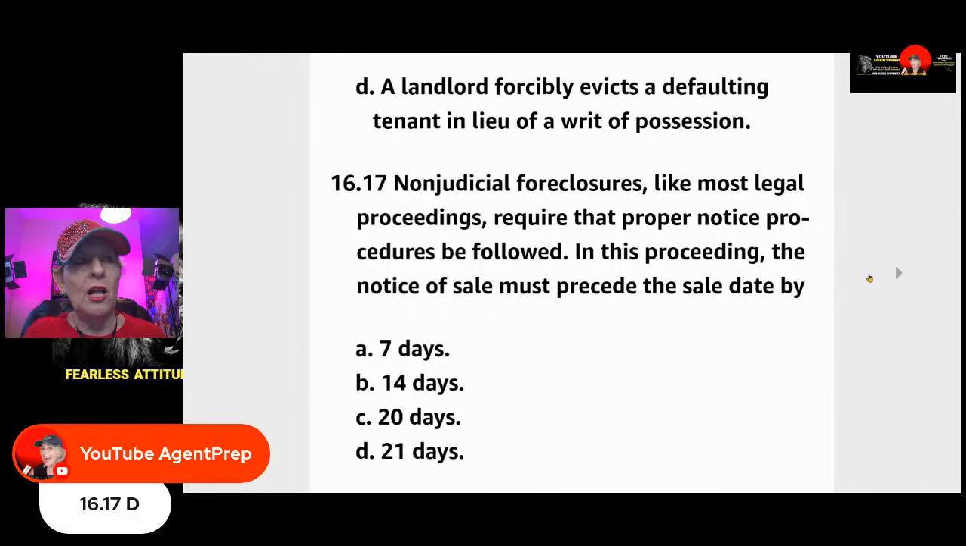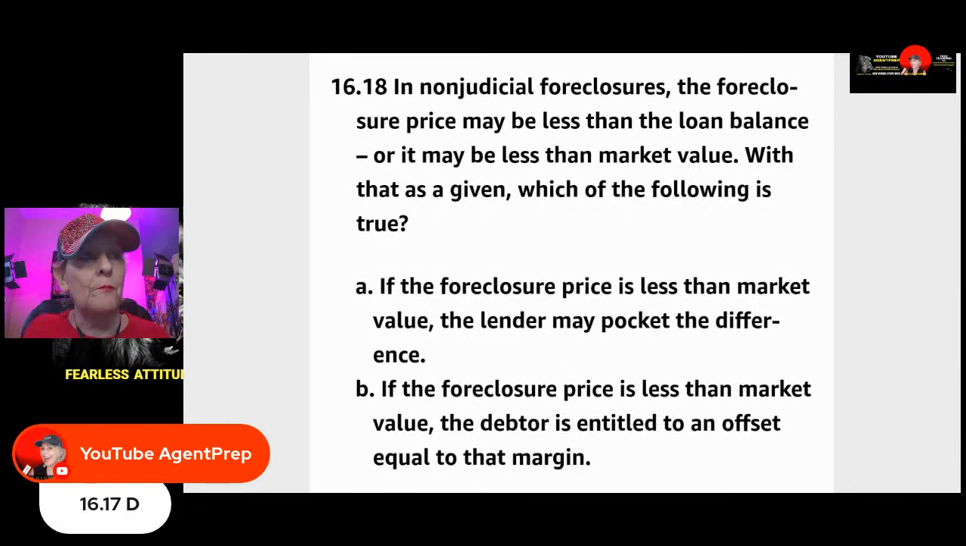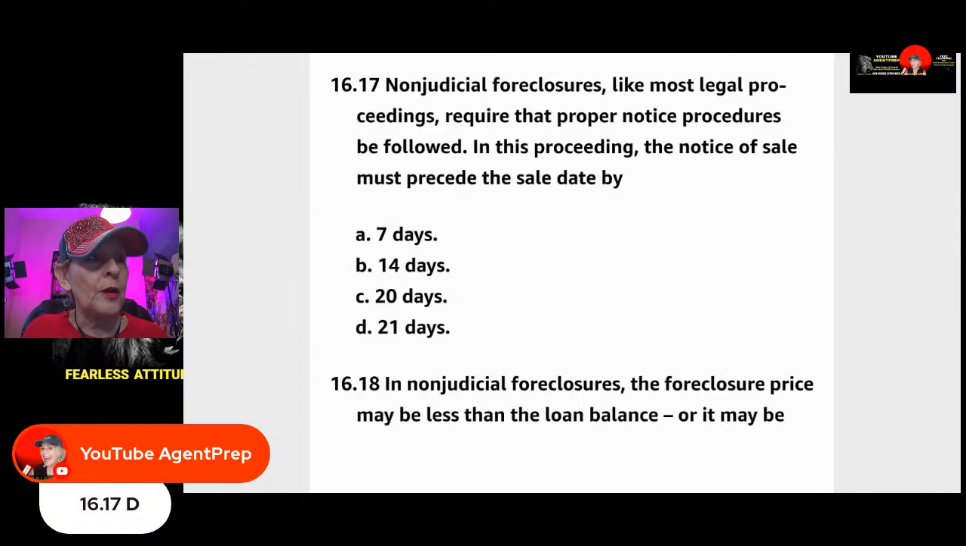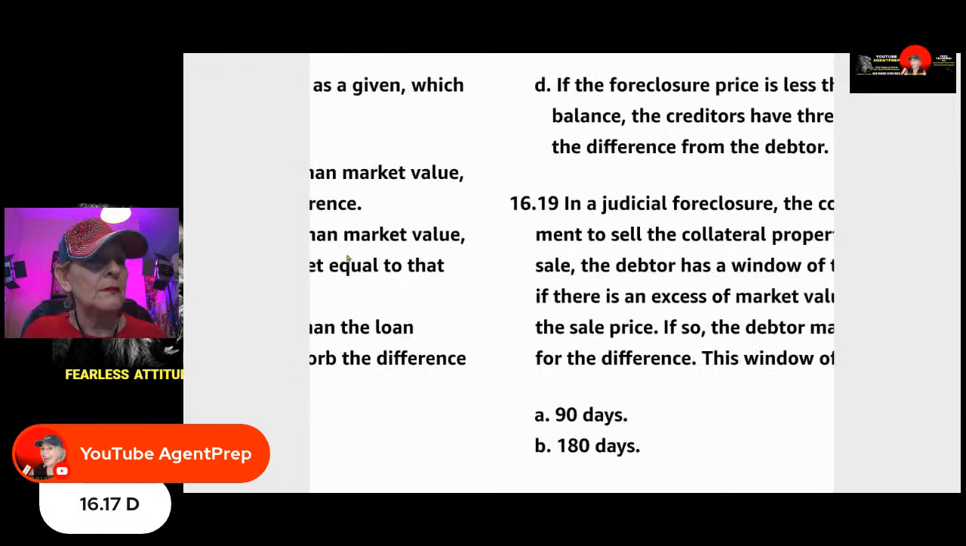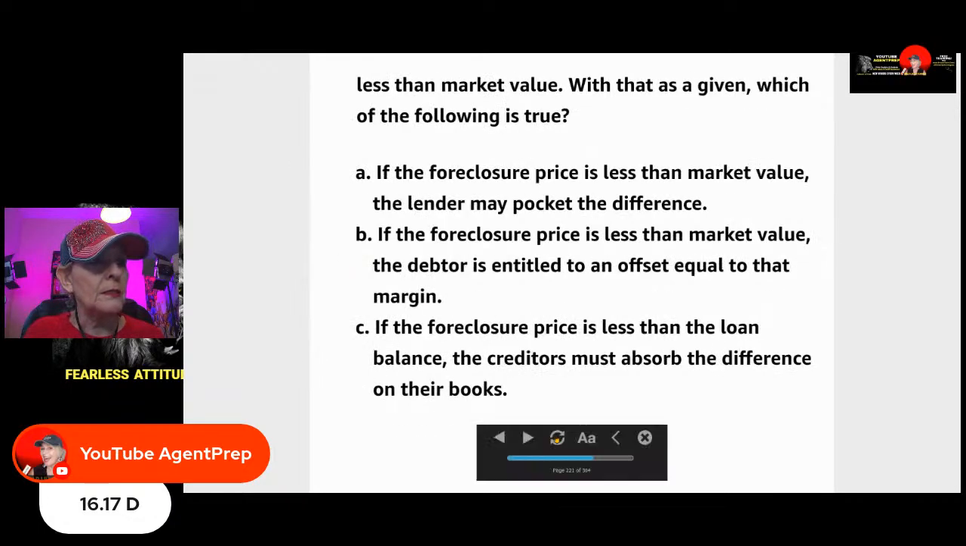Now, do they all start within 21 days? No, it depends on the lender. Other states have 4 months, 5 months. When I was in Oregon, we had 4 months. 4 or 5 months, trying to remember. Okay, number 18.